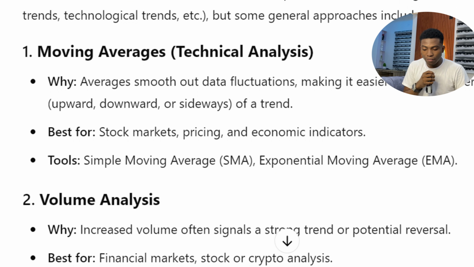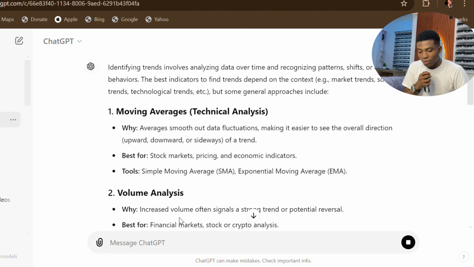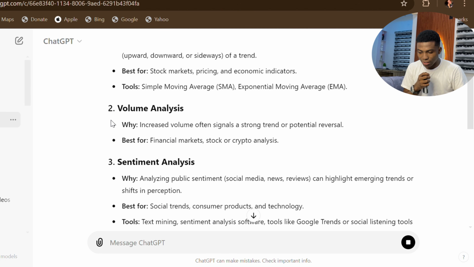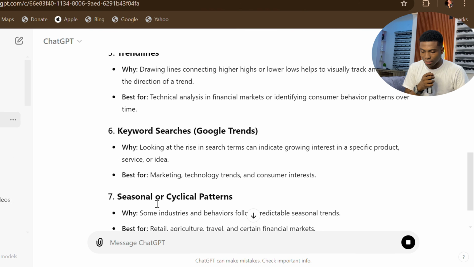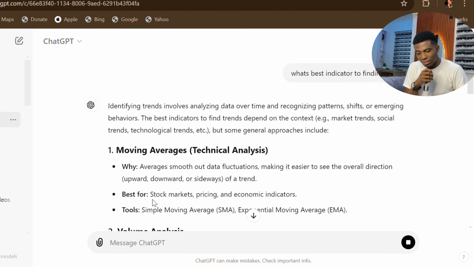So simple moving average, exponential moving average. By the way, we're going to be using the simple moving average. But you can still see some other things here: volume analysis, sentiment analysis, breakout, support and resistance level, and trend line. Moving averages is the best indicator for finding trends. Now, if somebody is arguing with you, tell them to argue with their keyboards, because there's a reason.